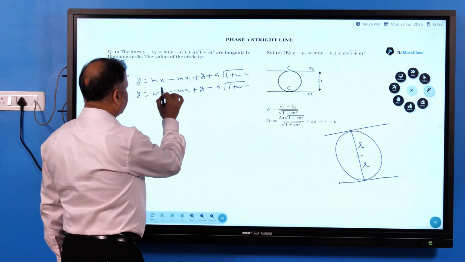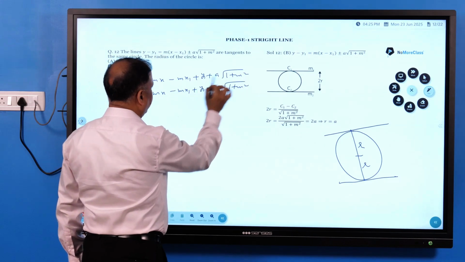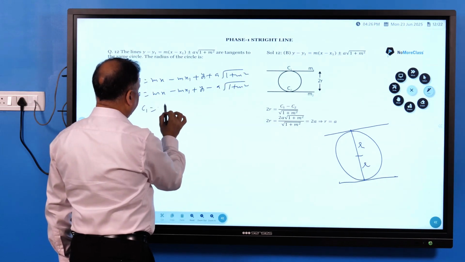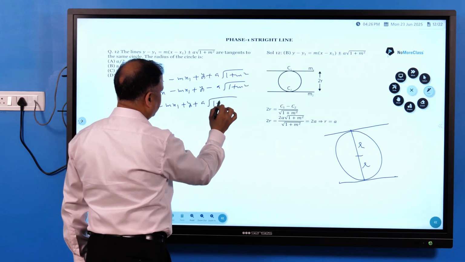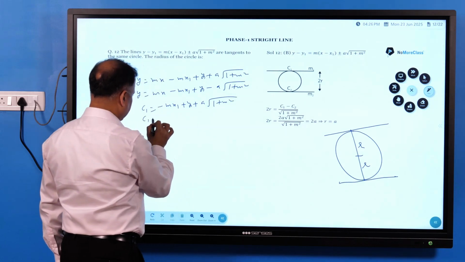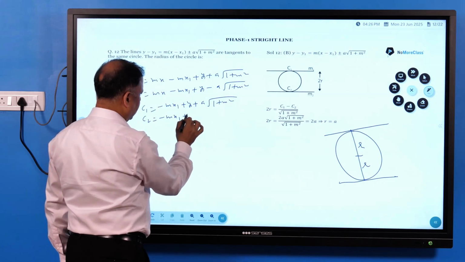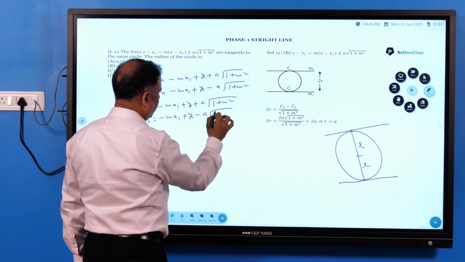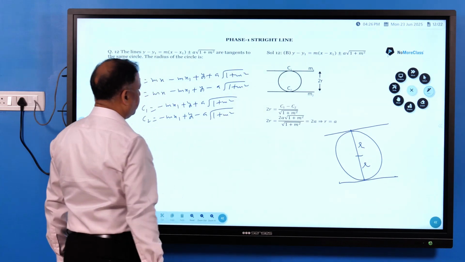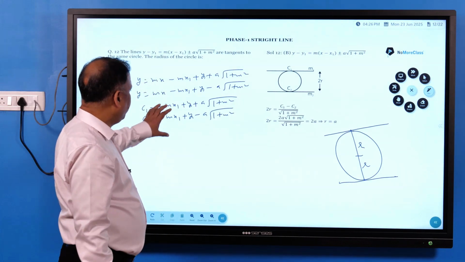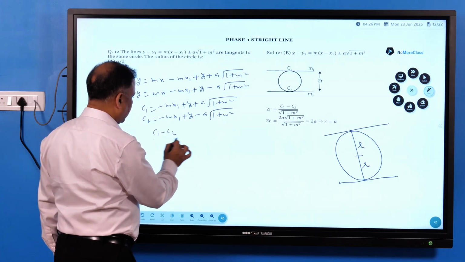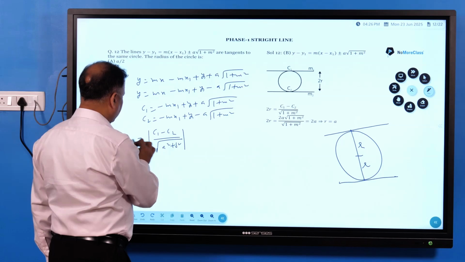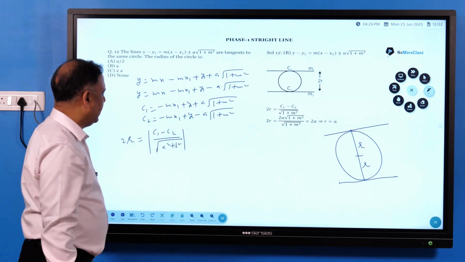So y is equal to mx plus c. So this is c1. c1 is equal to minus mx1 plus y1 plus a under root 1 plus m square, and c2 is equal to minus mx1 plus y1 minus a under root 1 plus m square. Then what is the formula for distance between two parallel lines? c1 minus c2 upon under root of a square plus b square. This is equal to 2r, the distance between parallel lines.